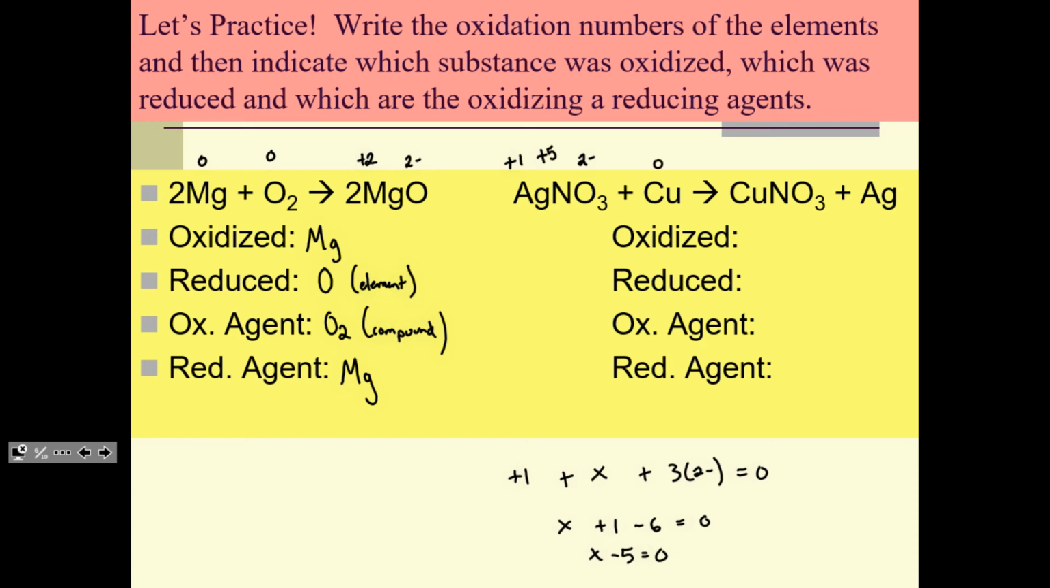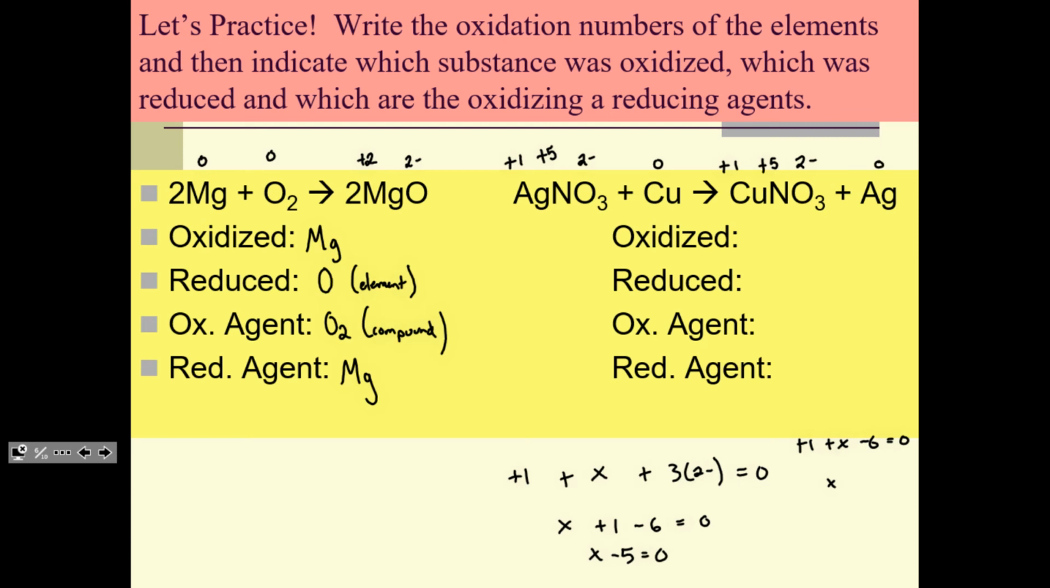Copper is 0, it's by itself. We'll have to be given copper in this one. In this one, it's going to be a +1 charge. And we'll have to solve for nitrogen once again. +1 plus X minus 6 equals 0. So again, nitrogen is a +5 here.